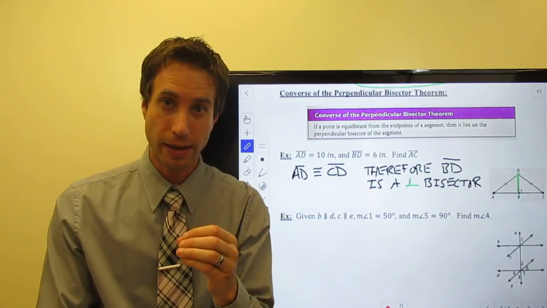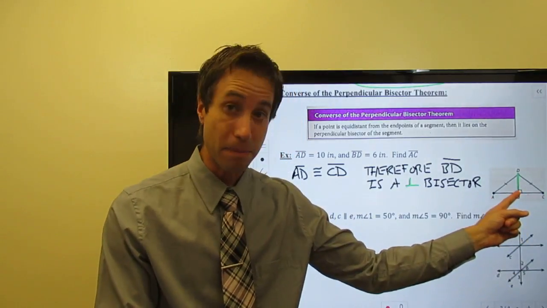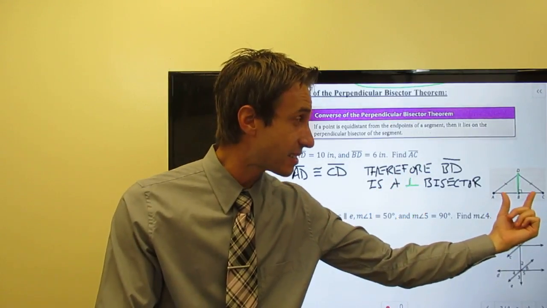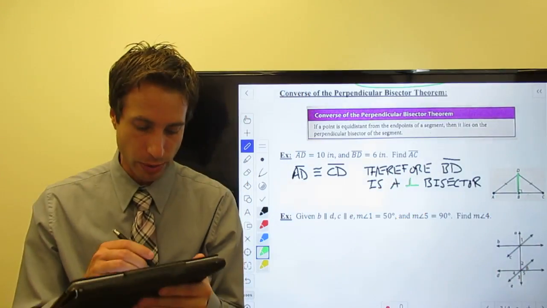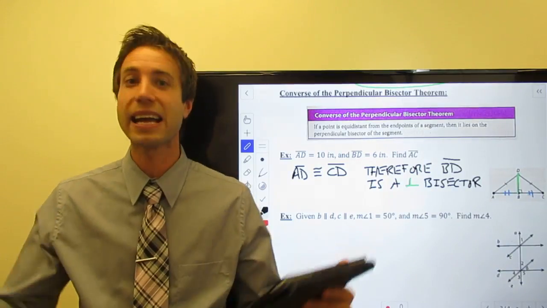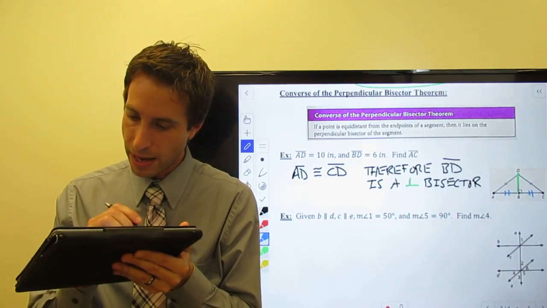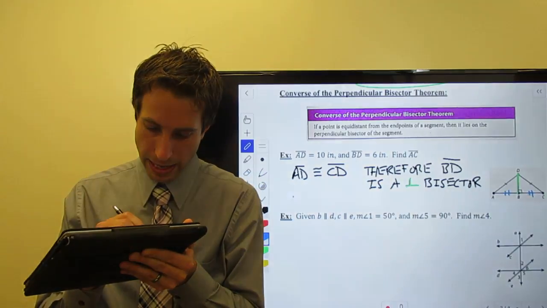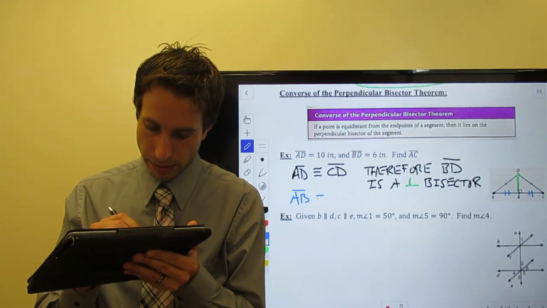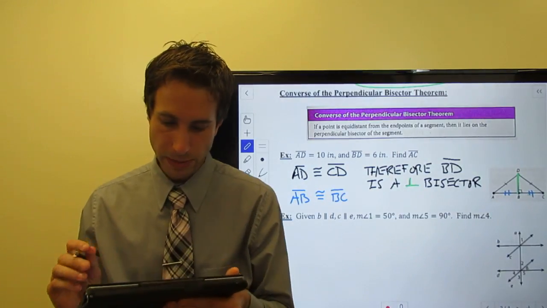What does that tell me? Well, that tells me then that B is the perpendicular bisector. It bisects this into two congruent segments. Those have to be congruent. They have to be because of this converse theorem. So here's what I know. I know that AB is congruent to BC.